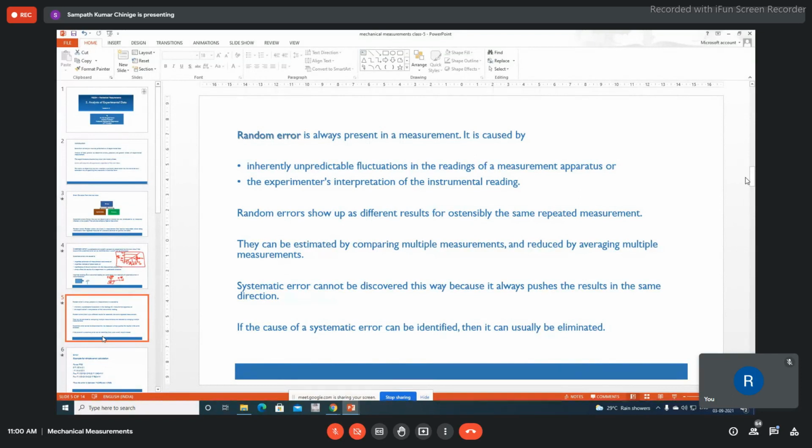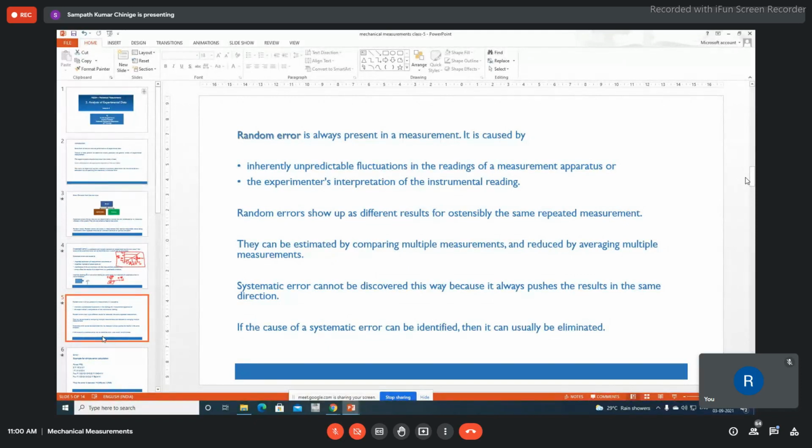So how do you get these random errors out, sir? This can be done by doing multiple measurements. So you will take many readings, and by doing the statistical analysis, you will try to reduce the uncertainty or reduce the error. We will try to reduce that by using this method.